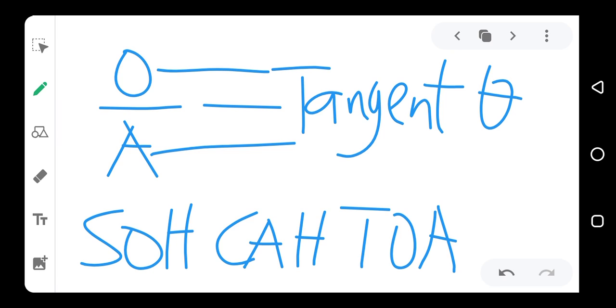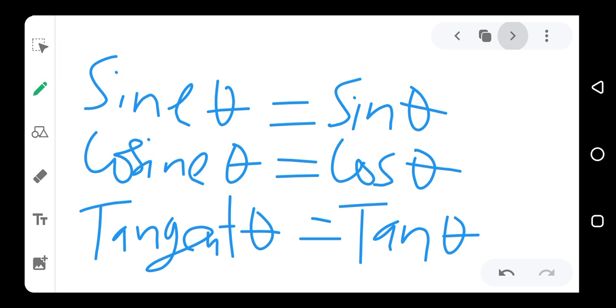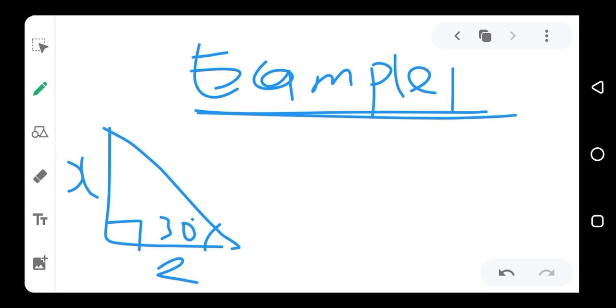SOHCAHTOA, or these basic trigonometries. S is for sine, O for opposite, and H for hypotenuse; C for cosine, A for adjacent, and H for hypotenuse; T for tangent, O for opposite, and A for adjacent. So we can now use this to quickly remember what to do when we are calculating.